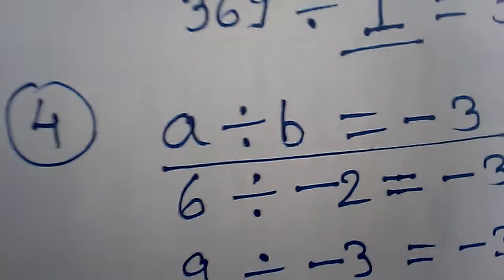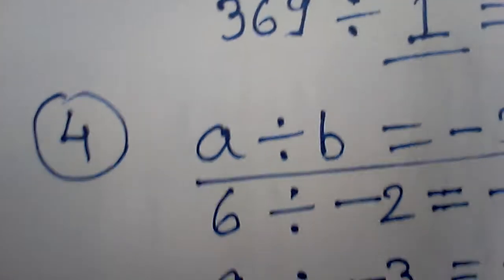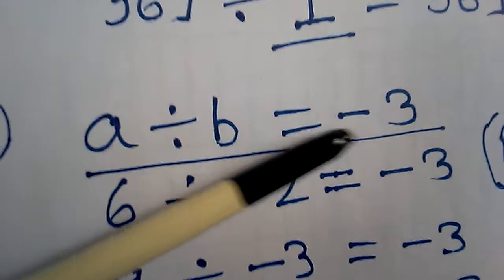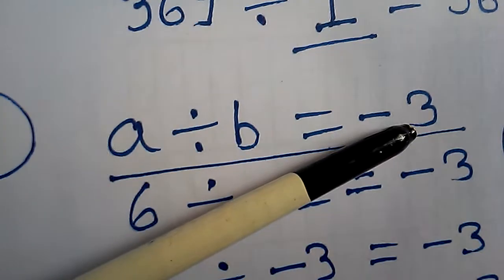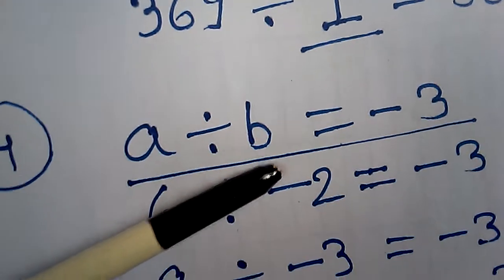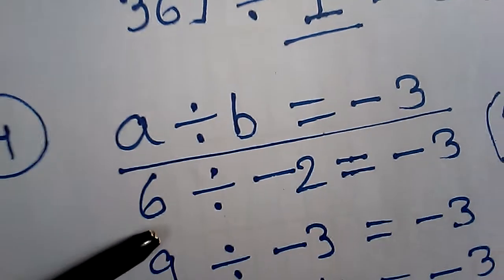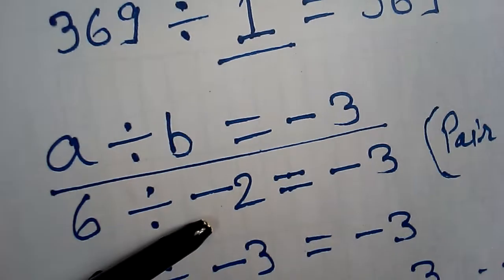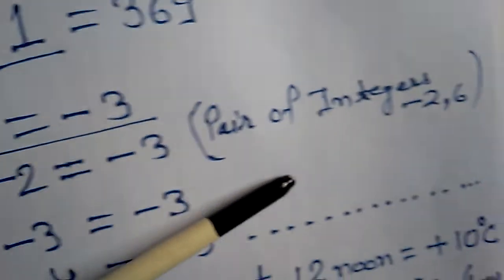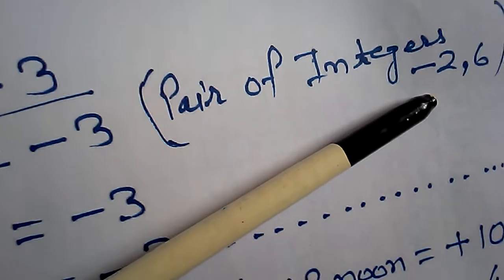A divided by B is equal to minus 3. We have to find 5 such pairs so that A divided by B is equal to minus 3. In place of A and B, we will give some integers from our side so that the result will be minus 3. So 6 divided by minus 2 is equal to minus 3. Here the pair of integers is 6 and minus 2. It is a required pair of integers.